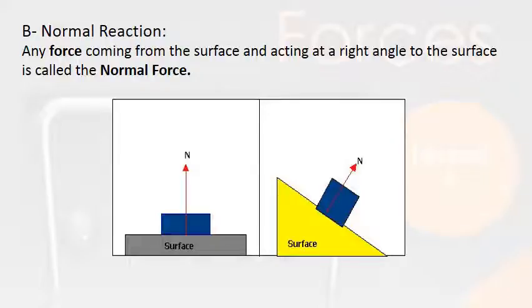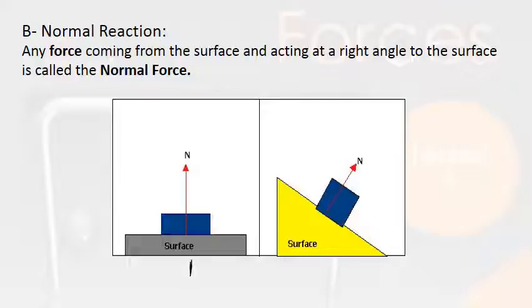Second force, normal reaction. Any force coming from the surface and acting at a right angle to the surface is called the normal force. So this is a normal force or normal reaction. It's always opposite or perpendicular to the surface of contact. So you have two situations here.